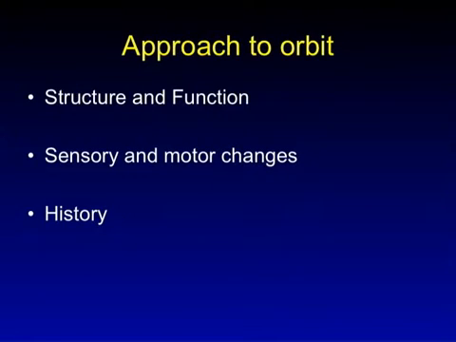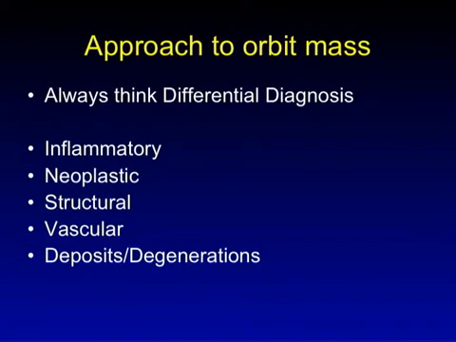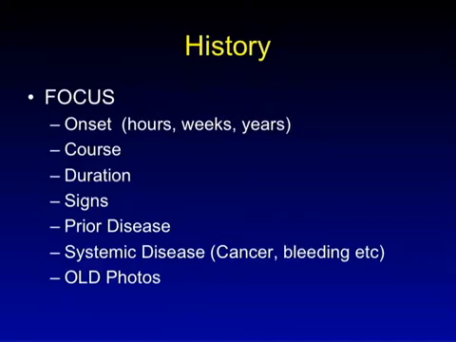So now let's move to thinking about how to approach orbital questions and patients. Structure and function, sensory and motor changes, and history. In your mind, when you have a patient, the clinical disease, I think the four important things to think about are inflammatory, infiltrative, mass effect, and vascular, as Rootman described. So always think about the differential diagnosis. There's different presentations, and they can be inflammatory, which also involves infectious, neoplastic, structural, vascular, and deposits and degenerations. If you just think about those things, I think that can organize a differential very well for you.